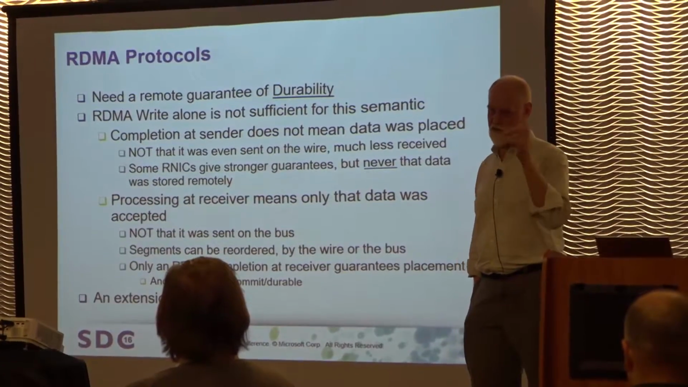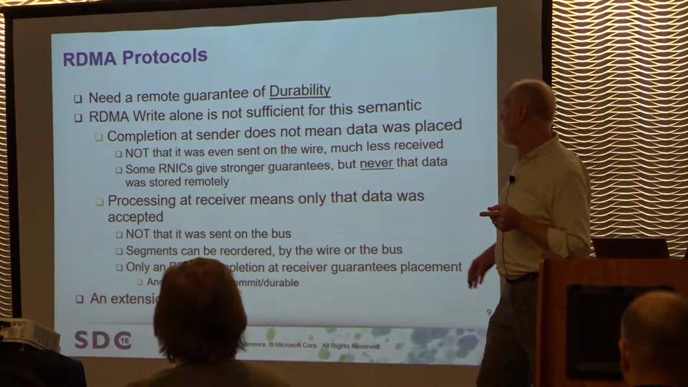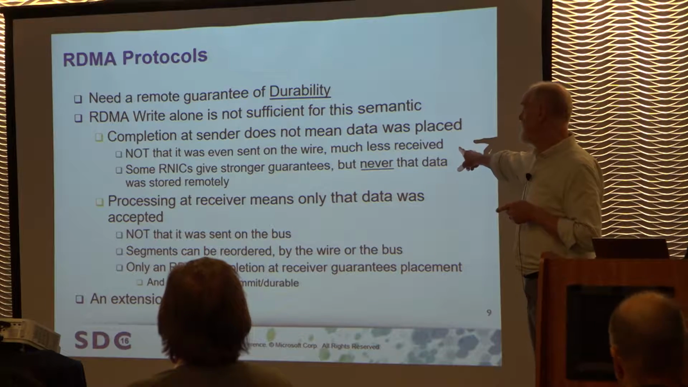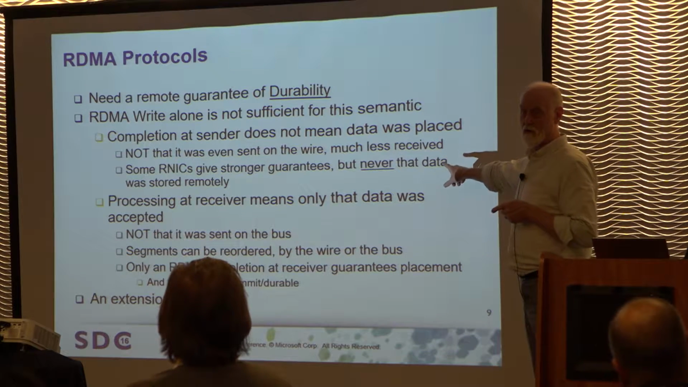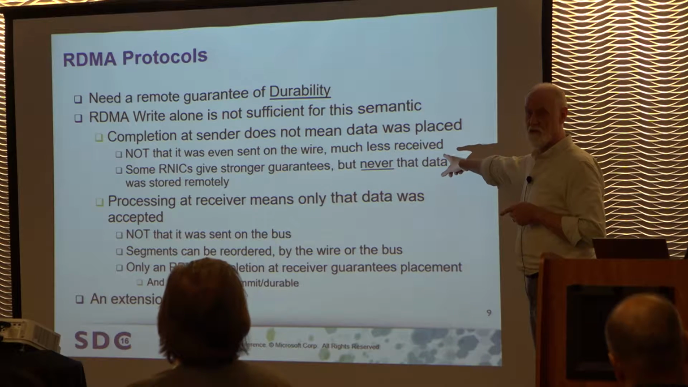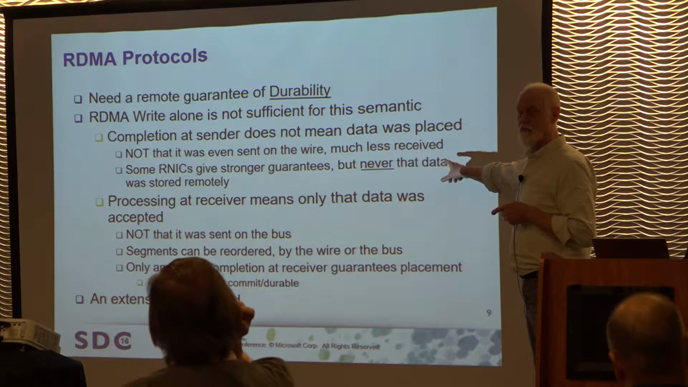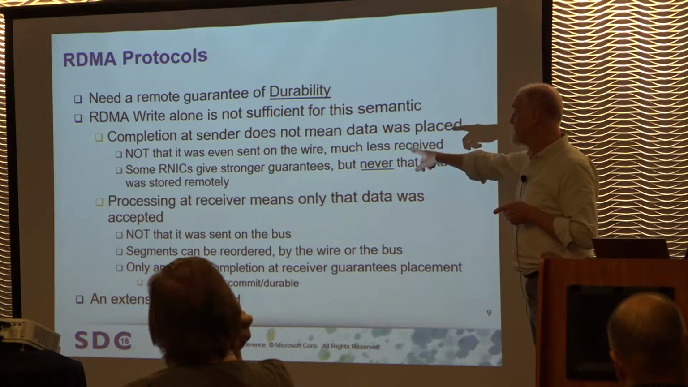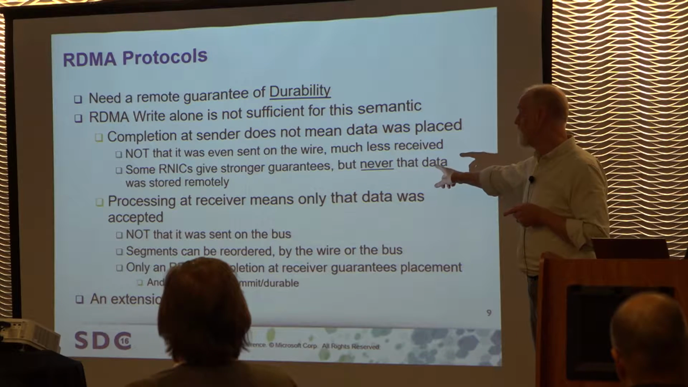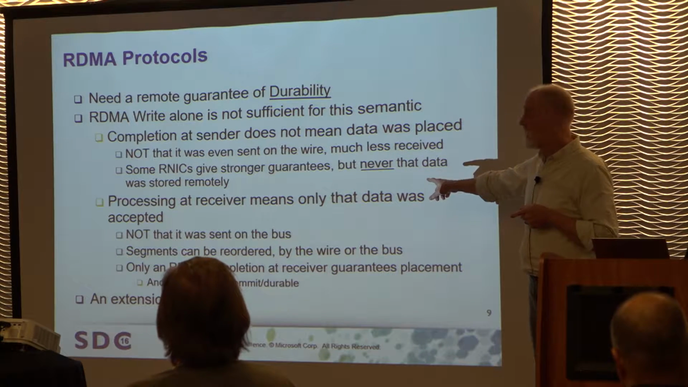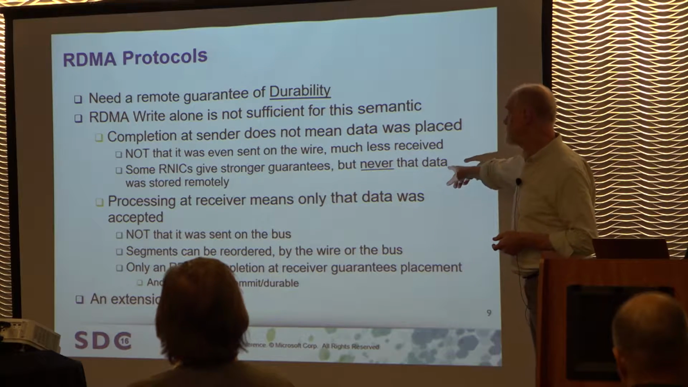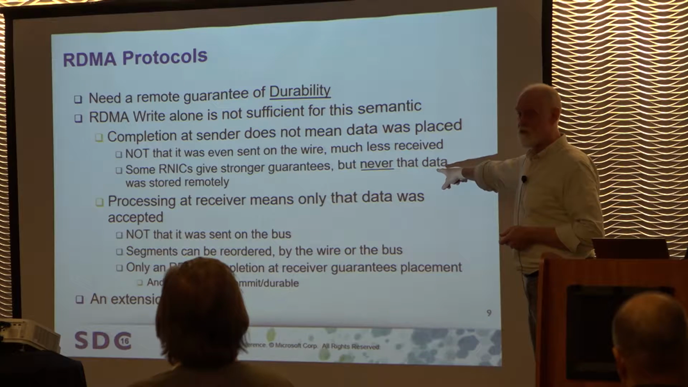Adon went through this with his ladder diagram. But historically, the completion means only that the data was sent. In RoCE and InfiniBand, it means a little more. It does mean that it was received. But at the verb level and iWARP, it only means that it was sent, or not even that it was sent, that it was accepted for sending. So it's a very weak guarantee, but it's what RDMA has provided. Some NICs do give a stronger guarantee, but they never guarantee that data was stored remotely.